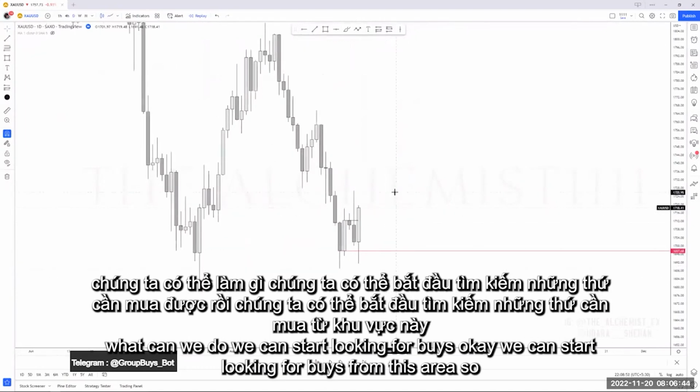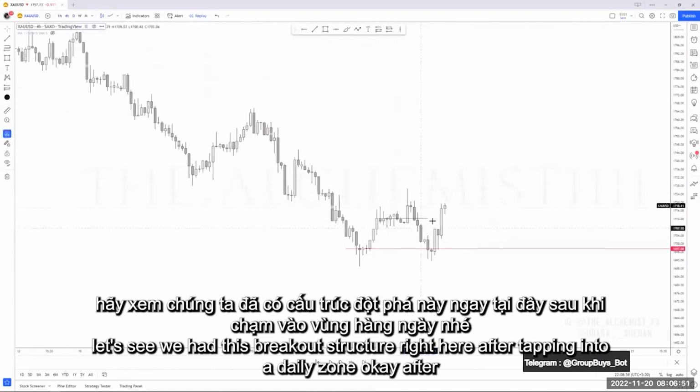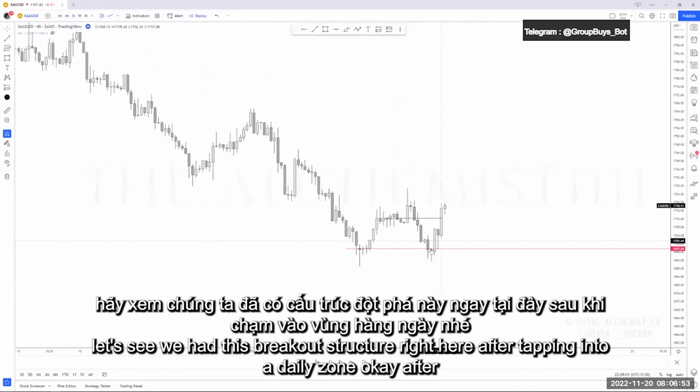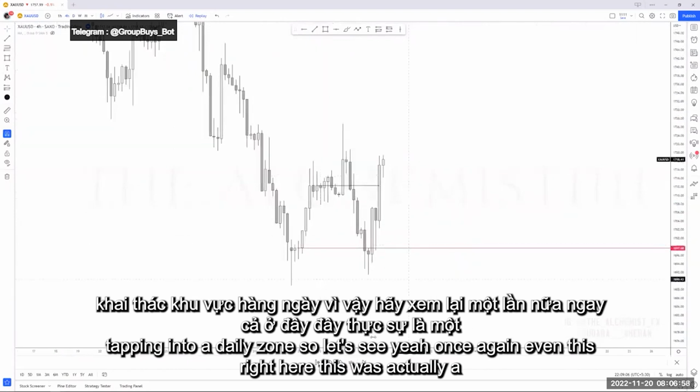Okay, so which means now what can we do? We can start looking for buys from these areas. So let's see. We had this breakout structure right here after tapping into a daily zone.